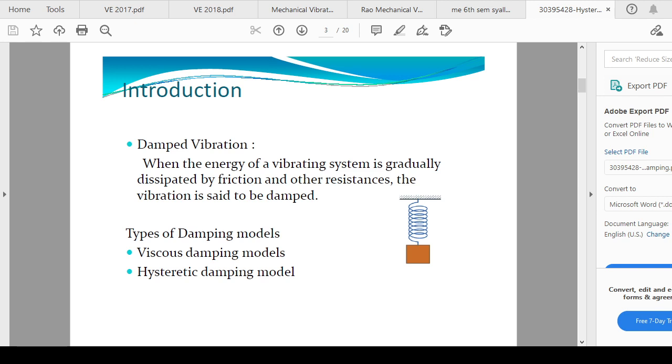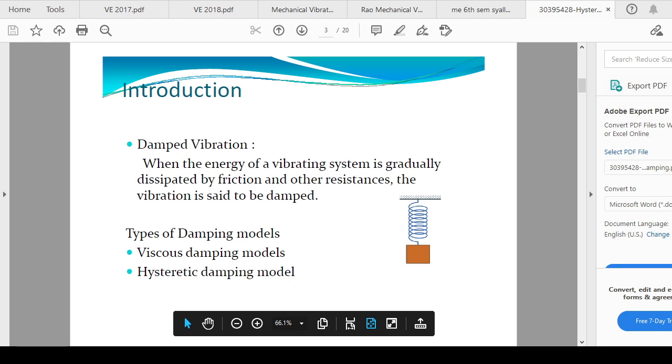As you know, damped vibration is when the energy of a vibrating system is gradually dissipated by friction or any other resistance. There are basically three types of damping models: one is the viscous damping model, second is the hysteretic damping model, and third is Coulomb. We have discussed viscous initially, then we covered the Coulomb damping model. So today we are going to cover the hysteretic damping model.